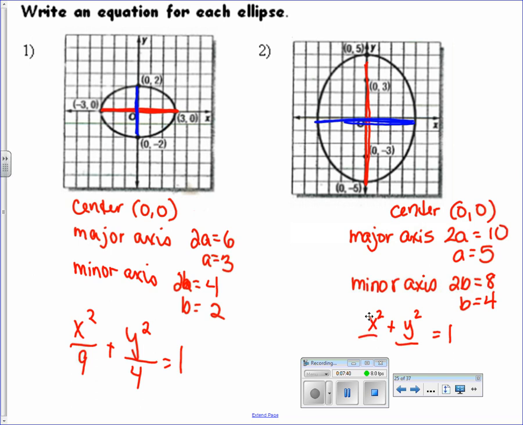So therefore, I take a and square it. So 25 is going to be under the y squared. It's not going to be under the x squared because that's where the minor axis was. And then to get this value, I'm going to square that 4, which will be 16. And so that will be my equation. So x squared over 16 plus y squared over 25 equals 1.